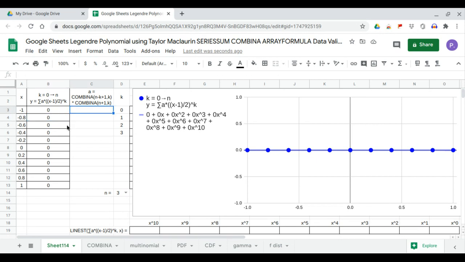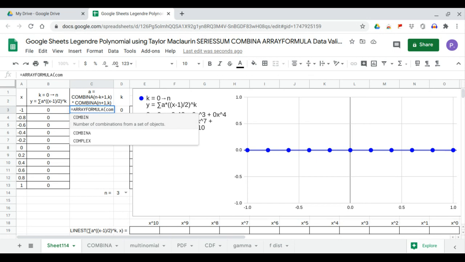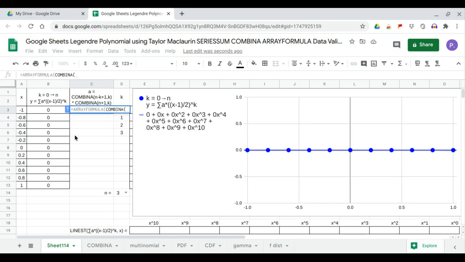And we can continue with the value of a, which is the coefficient, which is equal to our formula. Start with the first term, COMBINA n, COMBINA n minus k plus 1, comma k.